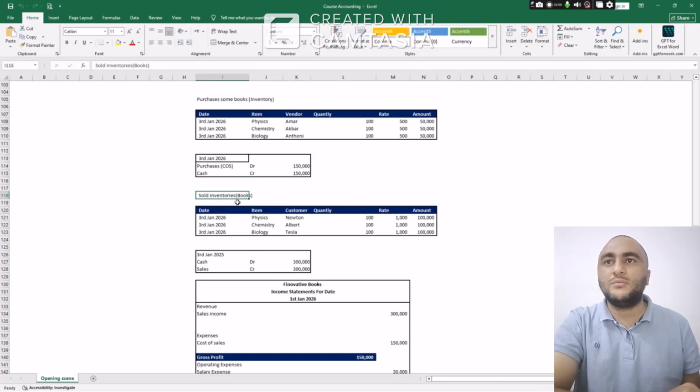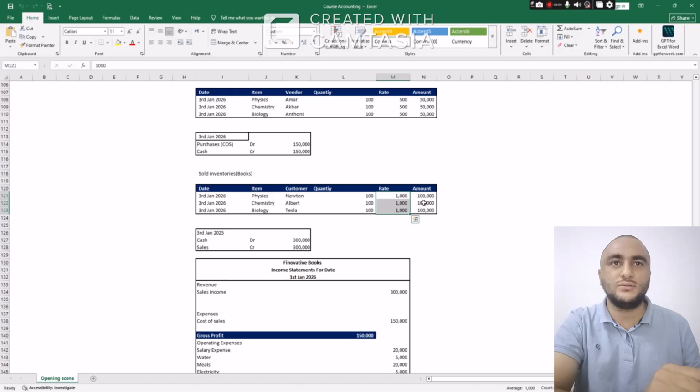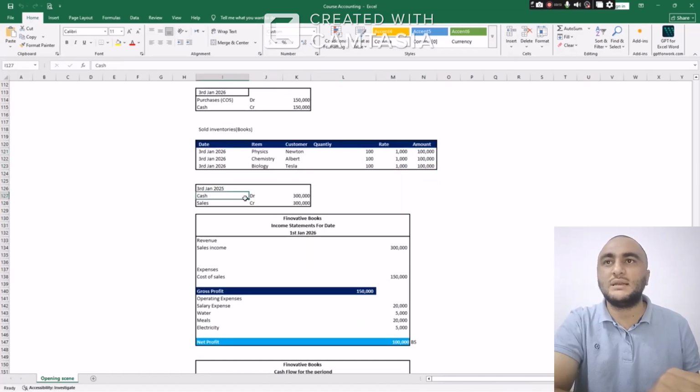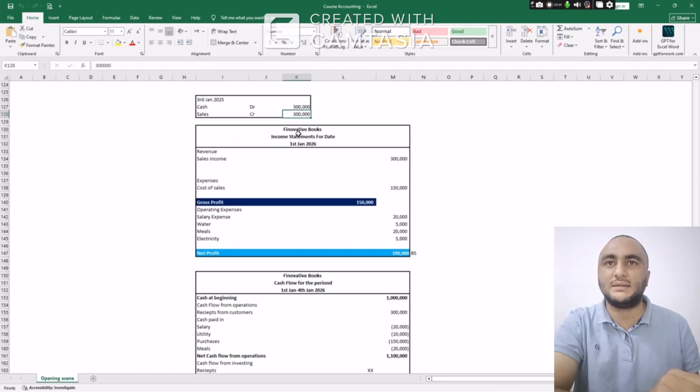Now we assume that on the same date, the 3rd Jan, at night, we sold these books to Newton, Albert, and Tesla for 1,000 rupees each. Same quantity goes to sale, and it makes 300,000. So the entry will be, cash will be debited with 300,000, and sales will be credited with 300,000.